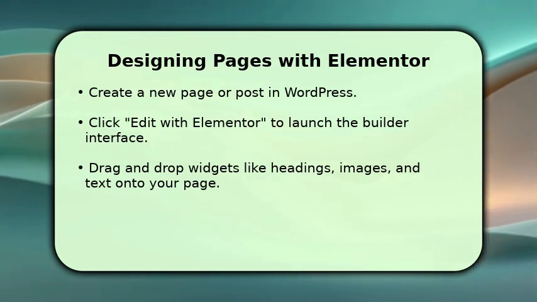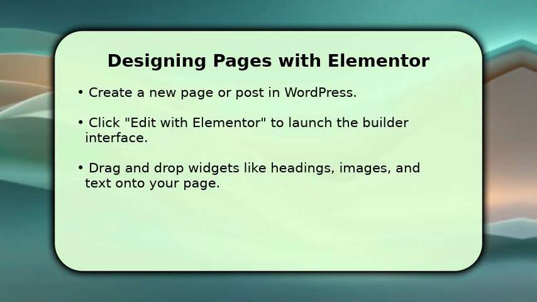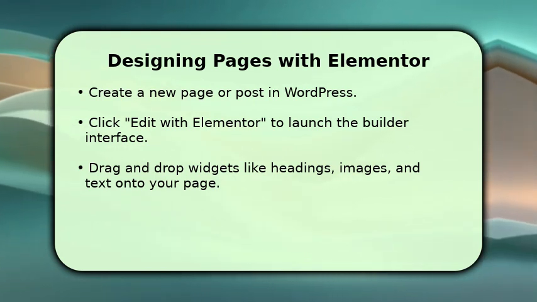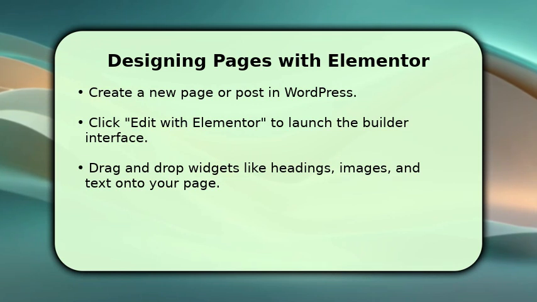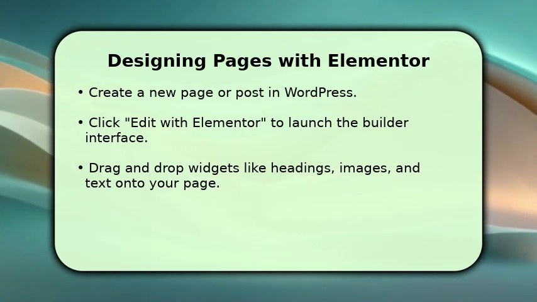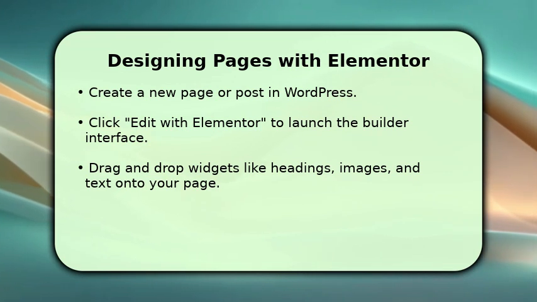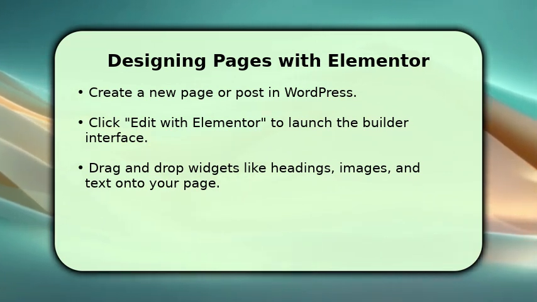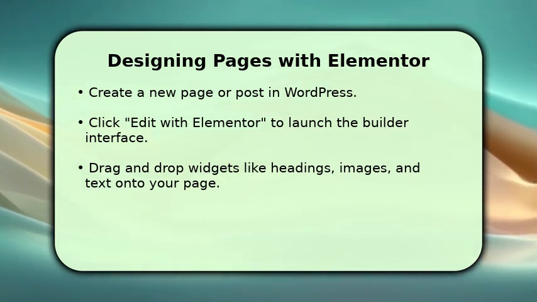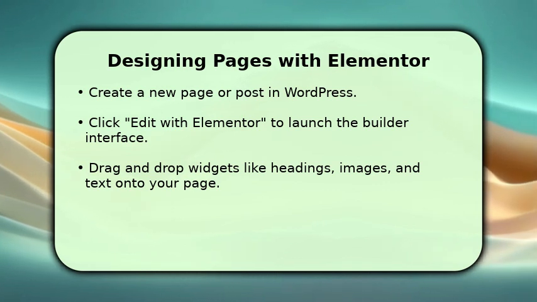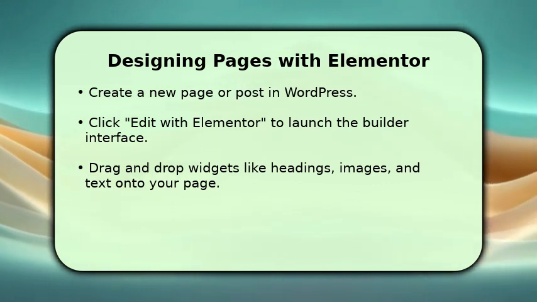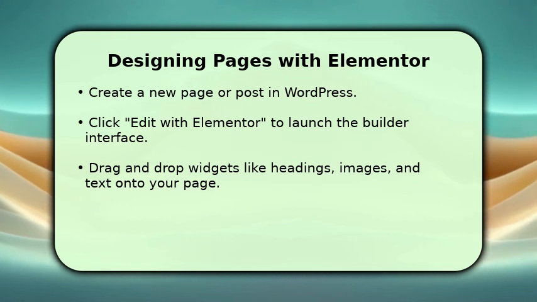Once Elementor is active, creating a page is intuitive. Go to Pages, then Add New, and click the prominent Edit with Elementor button. This opens the Visual Builder, where you'll see a live preview of your page. On the left, you'll find a panel with dozens of widgets. Simply drag and drop elements like text blocks, images, or buttons onto your canvas. You can then adjust their appearance, size, and position with precision, giving you complete creative control.